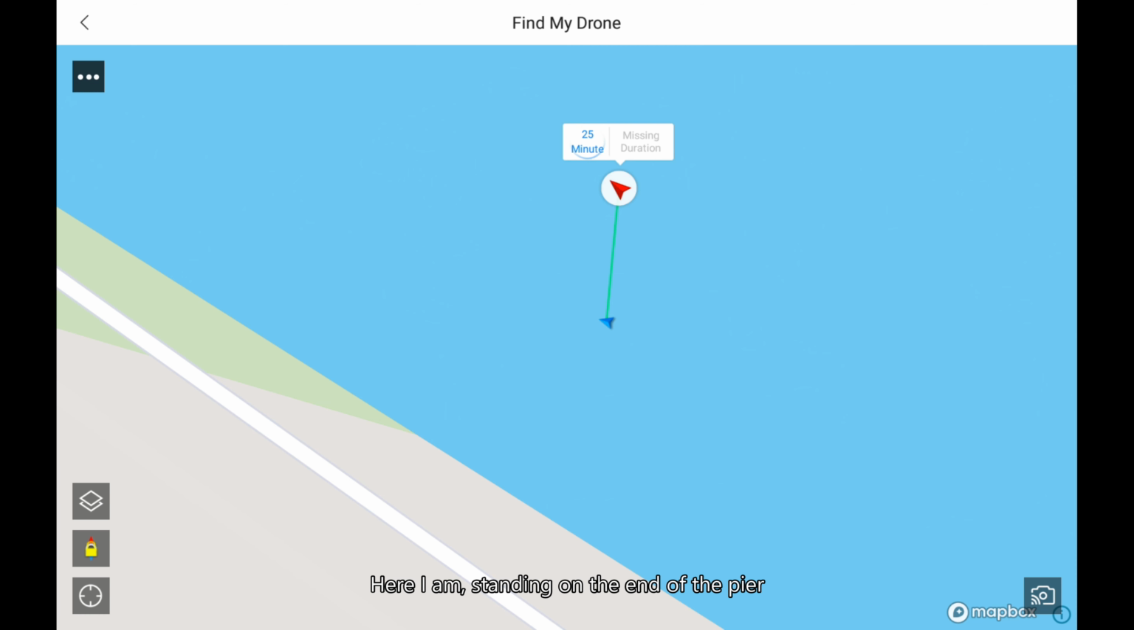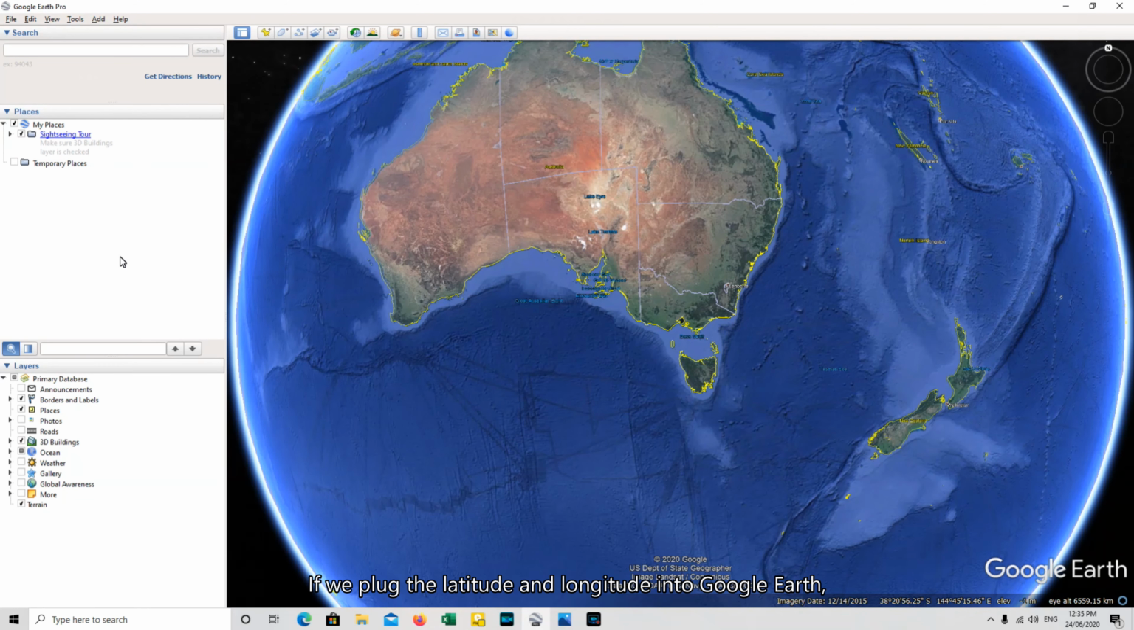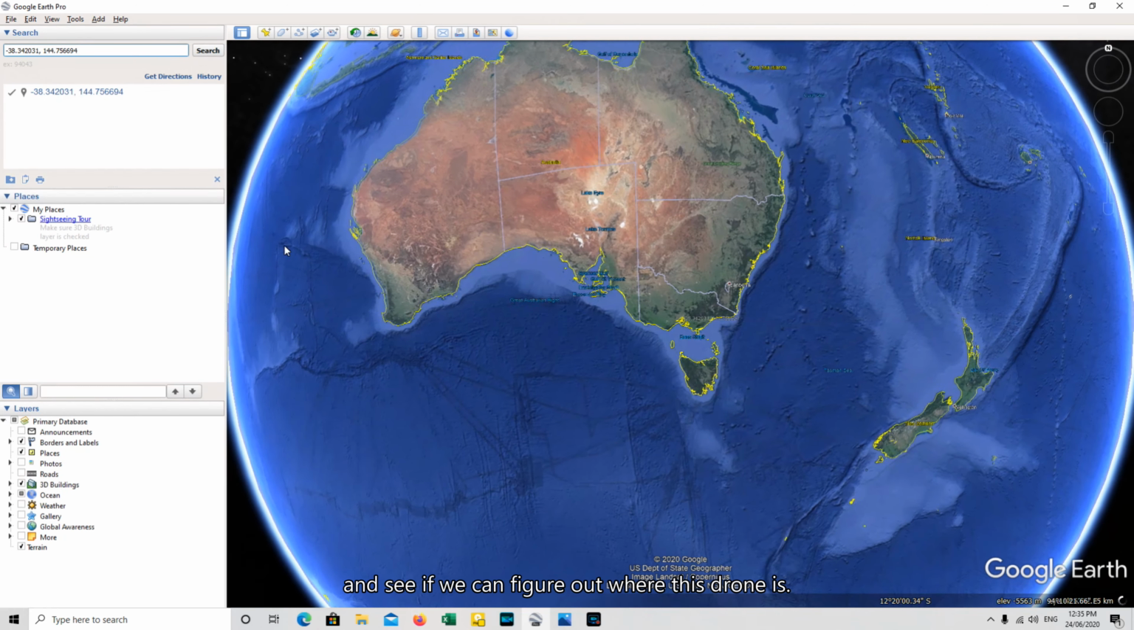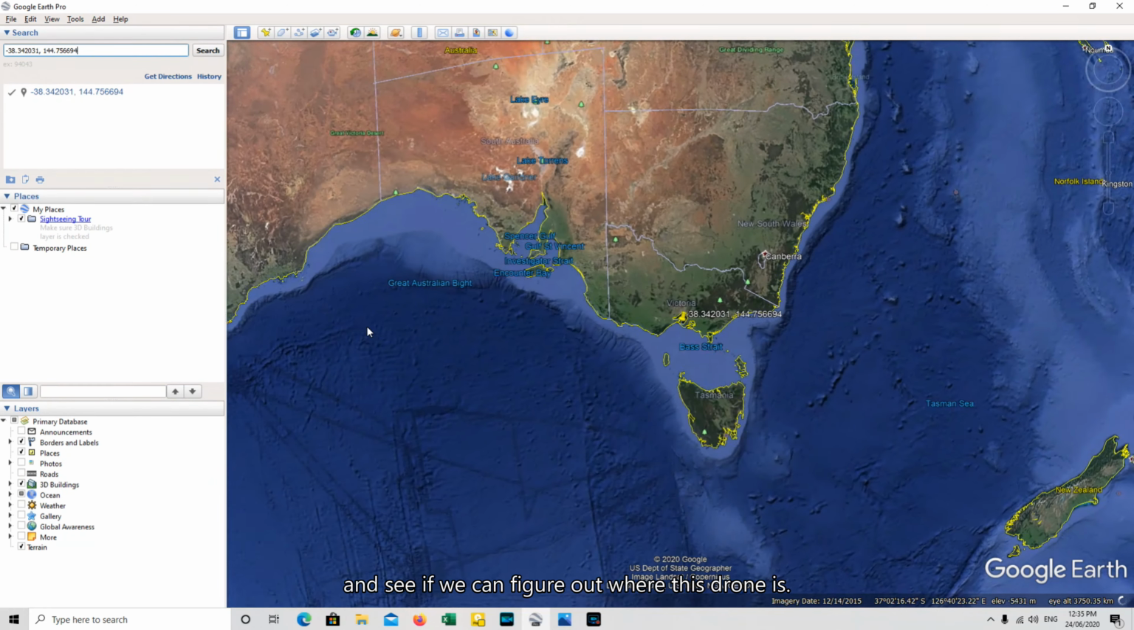Here I am standing on the end of the pier, which you can't see on this map, looking out to sea 25 minutes after the crash. If we plug the latitude and longitude into Google Earth, we can look at some satellite imagery, calculate some distances, and see if we can figure out where this drone is.